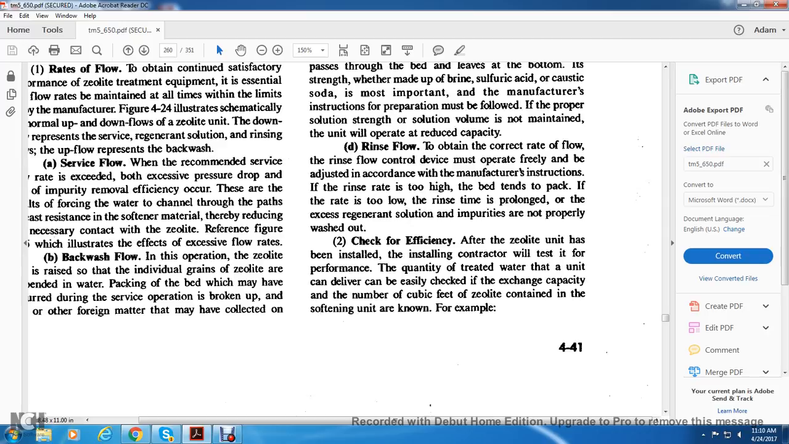D. Rinse flow. To obtain the correct rate of flow, the rinse flow control device must be adjusted in accordance with the manufacturer's instructions. If the rinse rate is too high, the bed tends to pack. If the rate is too low and the rinse time is prolonged, or excessive regeneration solution is used, impurities are not properly washed out. To check efficiency after the zeolite unit has been installed, the installing contractor will test the quantity of softened water the unit can deliver. This is an easy check if the exchange capacity and the number of cubic feet of zeolite in the softening unit are known.